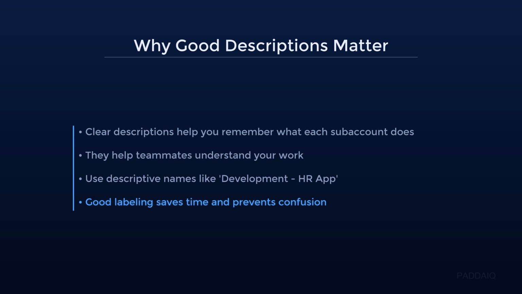Good labeling saves time and prevents confusion. This means clear names help you find and understand things quickly without mistakes. For example, naming a service production database instead of service 1 tells you exactly what it is. Adopting this practice makes your work more efficient and reliable.